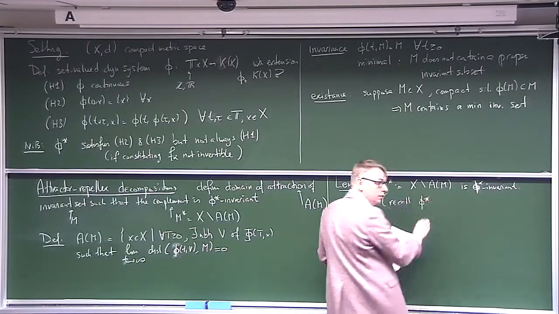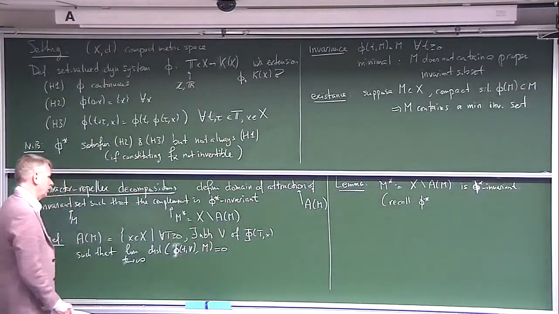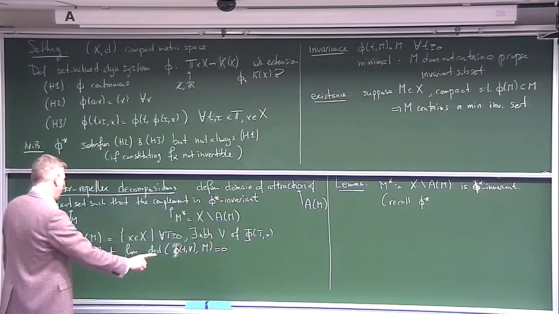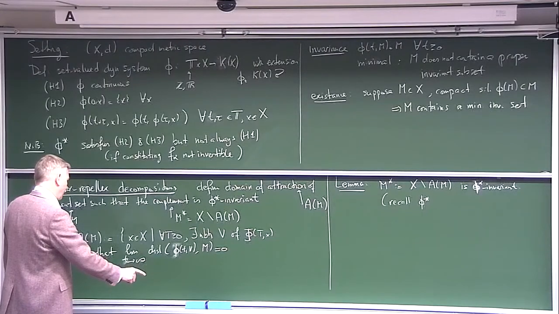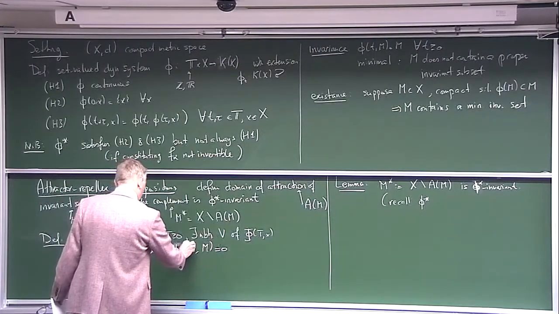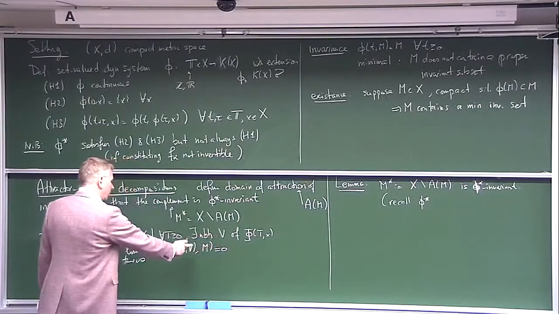Actually, in the definition of A of M, the small v's and any element are the capital V, is it right? So the limit of the distance between phi of t, so that's a small v. V is an element of capital V, is it right? So the set itself.